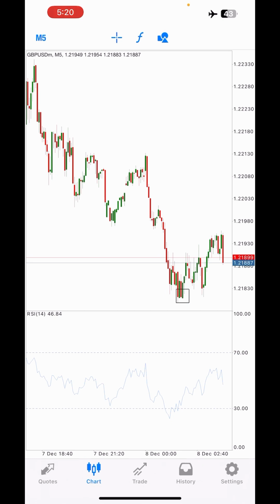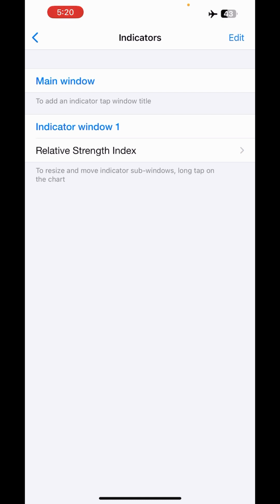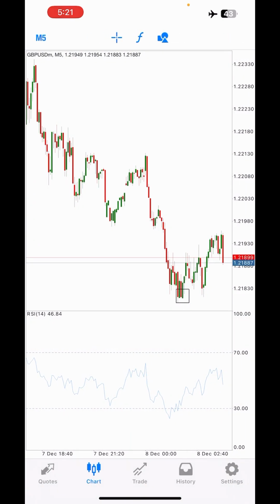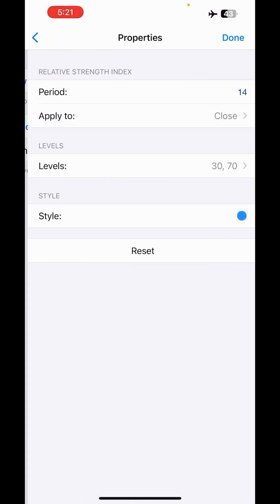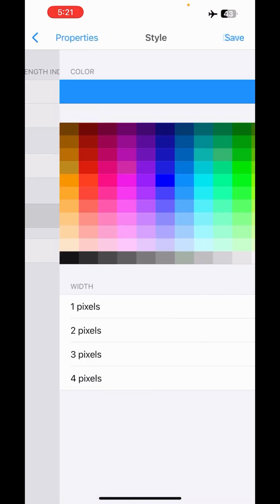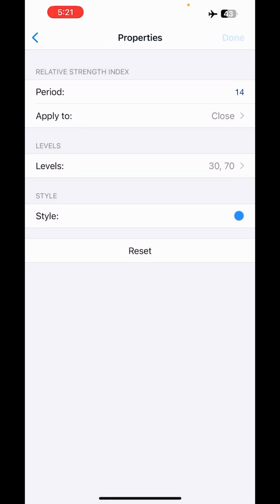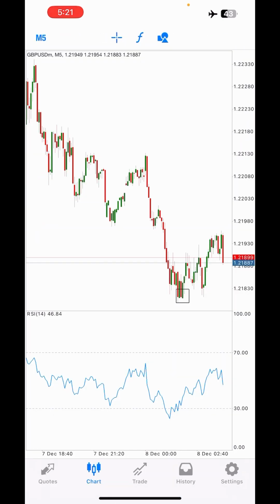Now let's go back and see what pixel means. We tap the RSI. I tapped the F sign, tapped relative strength index, and come down to style. Let me change the pixel to 3 and save. Now what does that mean? It makes the candlestick on the RSI more visible, so that you can see what is happening.